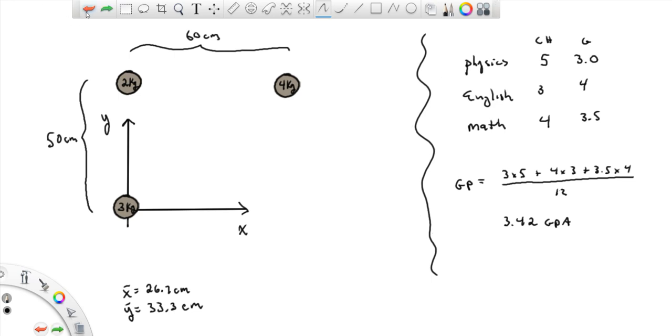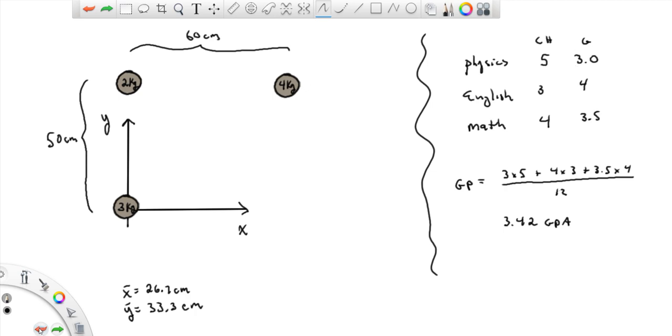So let's imagine that you're taking physics, which is typically something like 5 credit hours, and you're taking an English class, which is 3 credit hours, and a math class, which is 4 credit hours, and you get the following grades. In physics, you get a 3.0, and in English, you get a 4 point, and in math, a 3.5. So we've had a pretty good semester there.